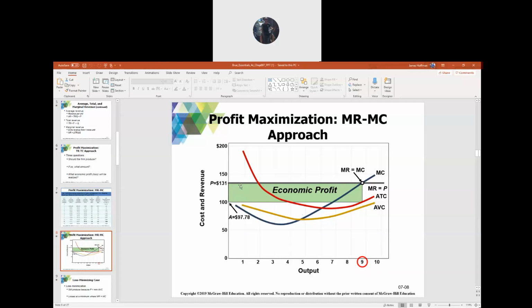Geometrically, the way you get the profit is, see how this is price and this is quantity. Revenue is price times quantity, 131 times 9. And cost is average total cost at 9. If you look at where I'm circling, this bigger box is revenue, and this 100 times 9 is cost. What's left over is profit. So if you take this big box and subtract this box of cost, what you get left is the green area, which is the profit. Revenue minus cost is profit.